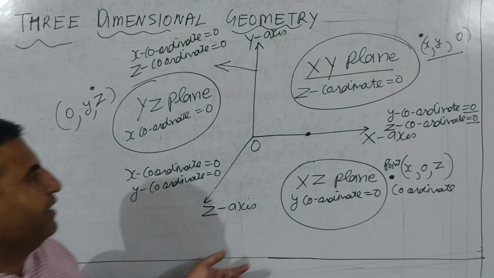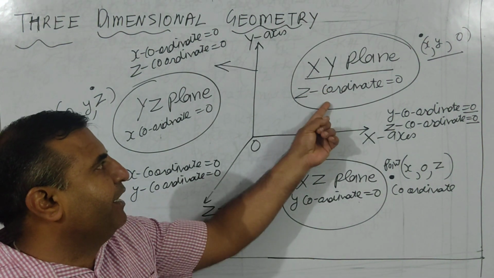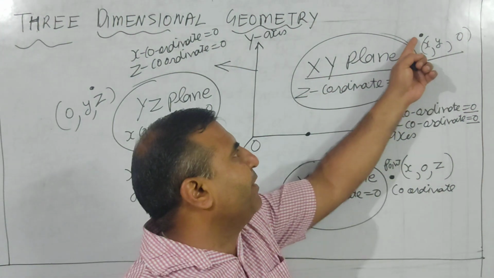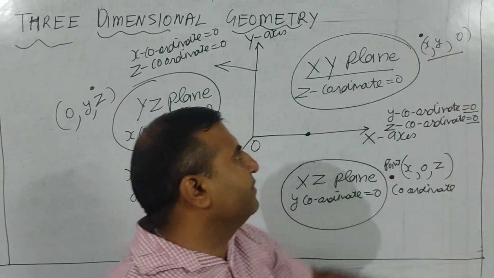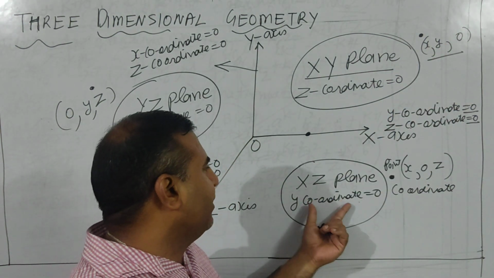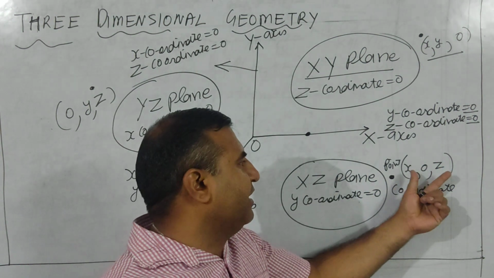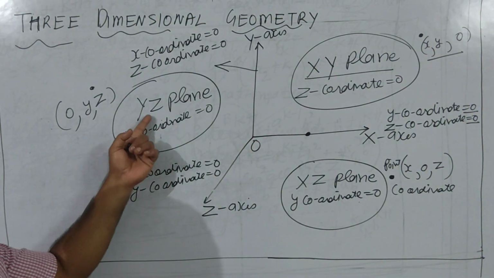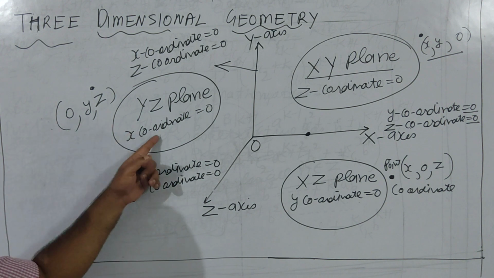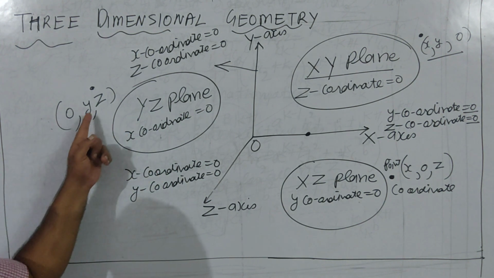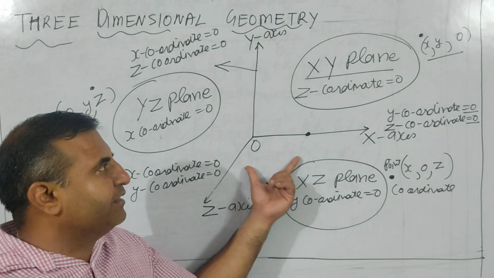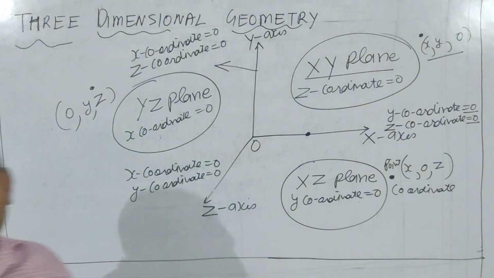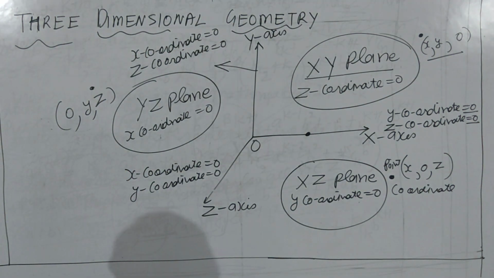So remember this: in the xy plane, x and y have any values and z is always 0. In the xz plane, y is 0 and x and z have any values. In the yz plane, the x coordinate is always 0 and y and z have any values. So remember this first, then go to the next topic.